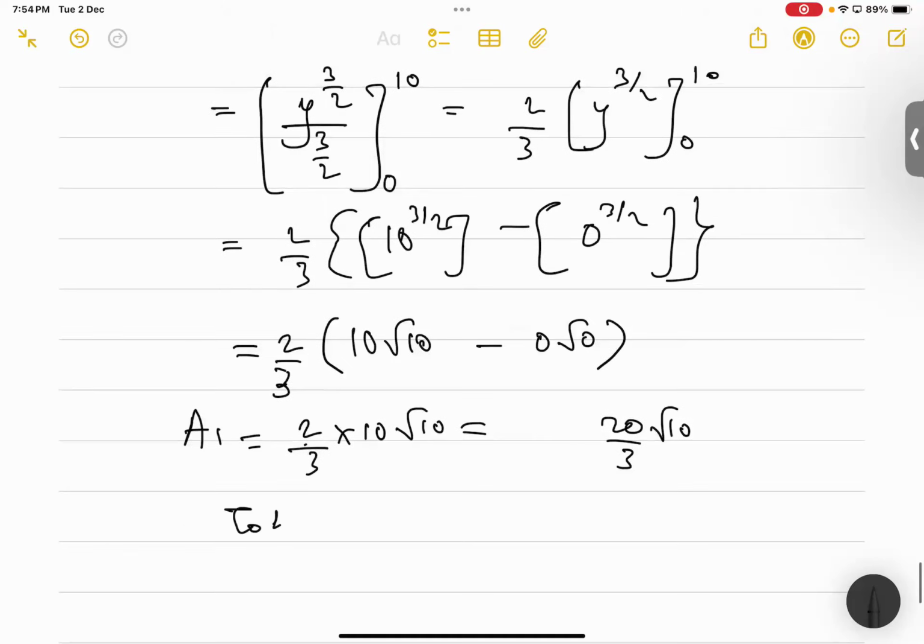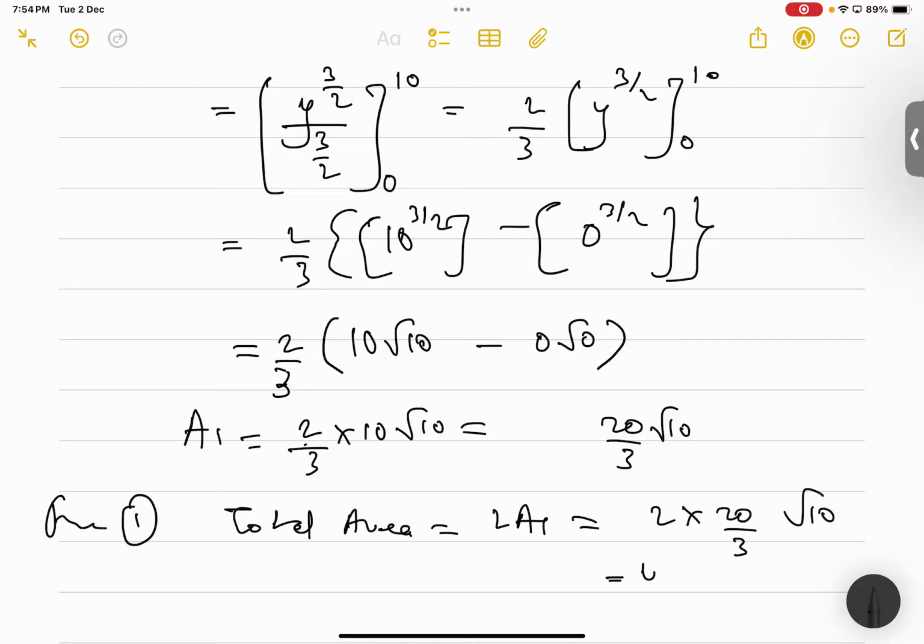What about the total area, A2? From the figure, the total area is equal to twice A1. So twice 20 by 3 root 10, that is 40 by 3 root 10 square units. Is this the answer given behind? Okay.